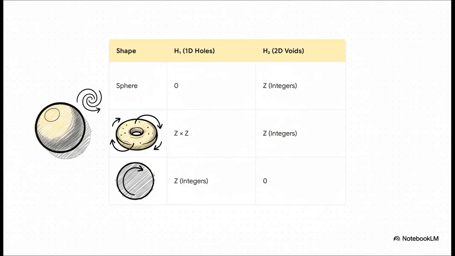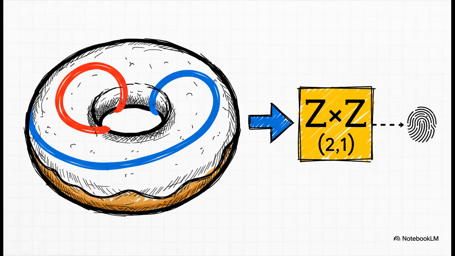And here are the results from our X-ray. The signatures are completely unique. A sphere has 0 1D holes, but it has one 2D void inside. A circle has one 1D hole, but no void. And then there's the torus, our donut. It has one 2D void, but look at its H1 group. It tells us there are two fundamentally different types of 1D holes, one going through the center and the other wrapping around the tube.